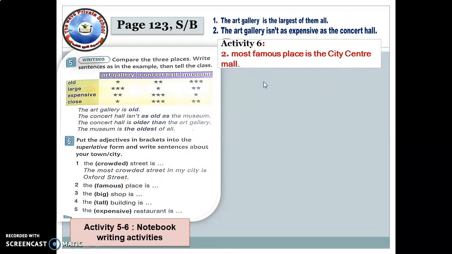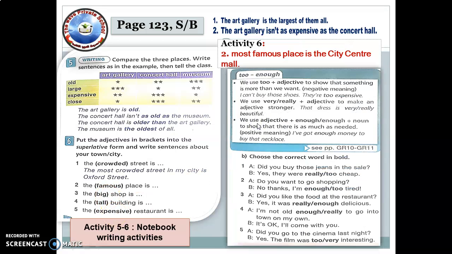I have given my answer in activity 6 in my reference because I live near the city center. So the most famous place is the city center mall in my area or in my town. Okay, so you're going to do that in the notebook. Use famous for number 2, big, tall, and expensive.